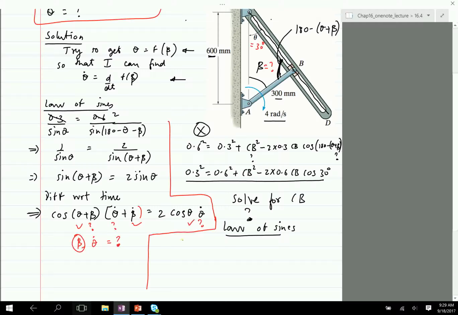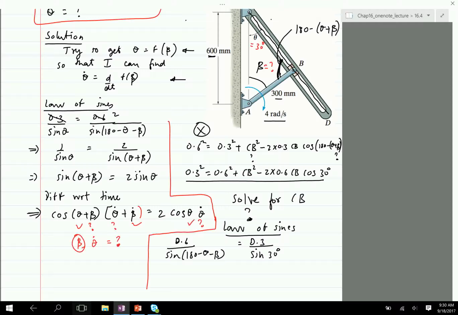So let me use the law of sines instead. So 0.6 divided by sine of the angle opposite 0.6, that's going to be sine of 180 minus theta minus beta, equals 0.3 divided by the sine of the opposite angle, sine of 30 degrees. You cannot assume, because you don't know that beta is 90. It turns out to be 90, but you don't know for a fact unless you solve for beta.